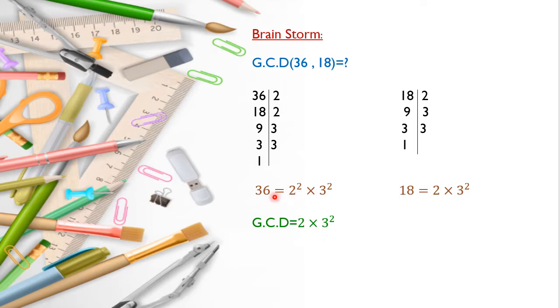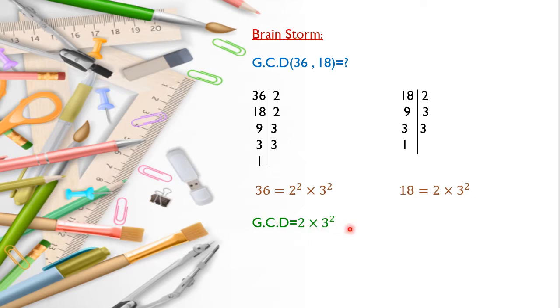2 here in 36, the exponent of 2, the power of 2 here is 2. In 18, the power of 2 is 1. The least is 1. So we take 1. So GCD is equal to 2 to the power 1, which is 2. Now for 3, the power on 3 in 36 is 2. The power on 3 in 18 is 2, the same thing, so we take the 2. So it becomes times 3 square. Then the GCD is equal to 2 times 3 square.